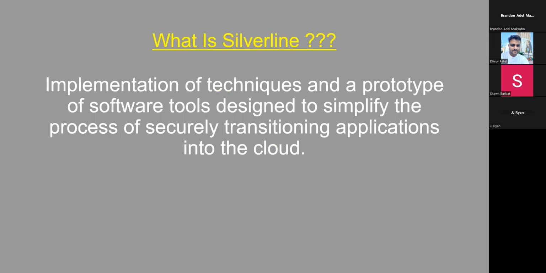So what is Silverline? The high-level definition is that it's the implementation of techniques and a protocol of software tools designed to simplify the process of securely transitioning applications into the cloud. Some of the challenges to Silverline.